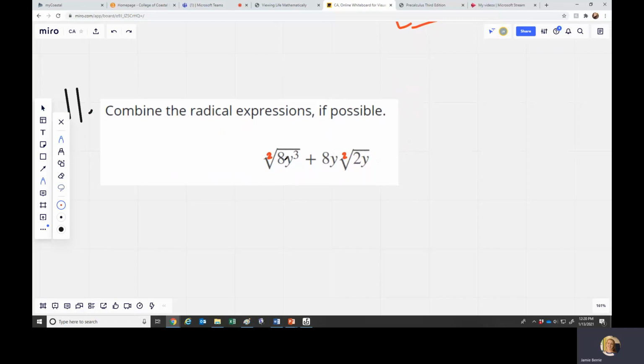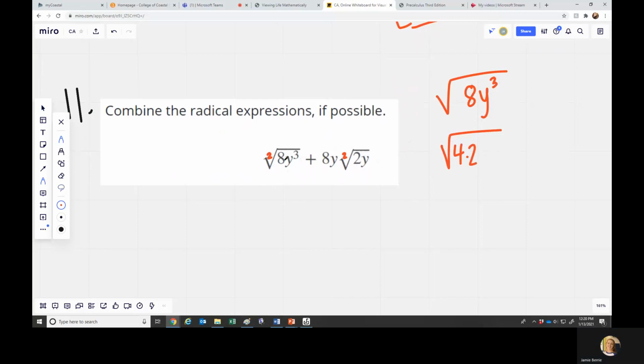The number here is 2. 2 has no factors other than 1 and itself, so we can't break that down any further. So we know that this part is in simplest form. Now let's look at this part. I'm going to take it off by itself over here to make it look a little more simple. Let's think about the number 8. You want to think of numbers that would multiply to give you 8, and one of which is a perfect square. That would be 4 and 2, right? So 4 times 2 is 8, and 4 is a perfect square.